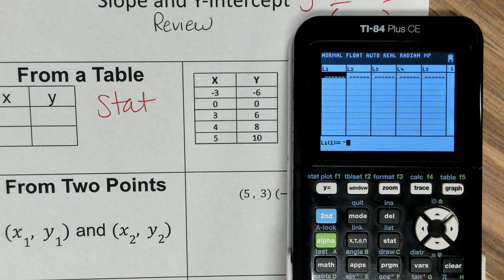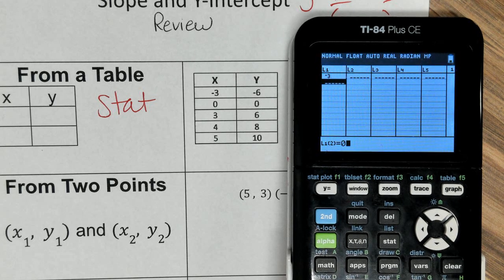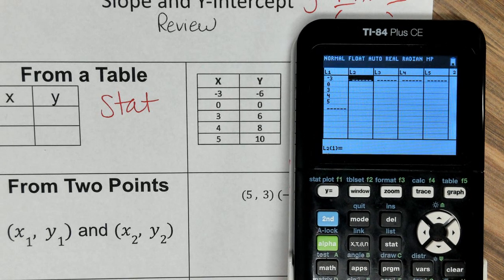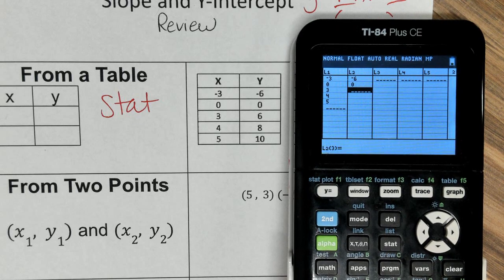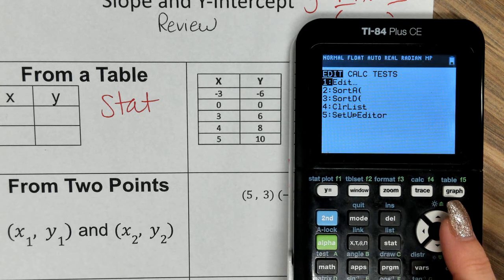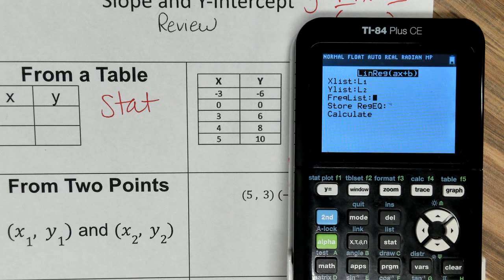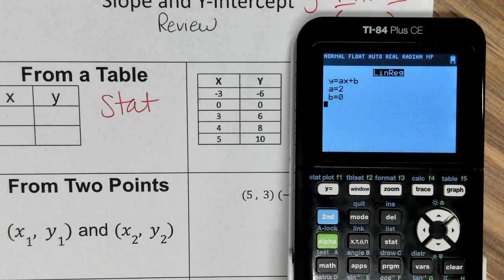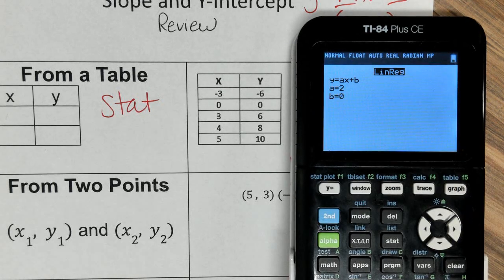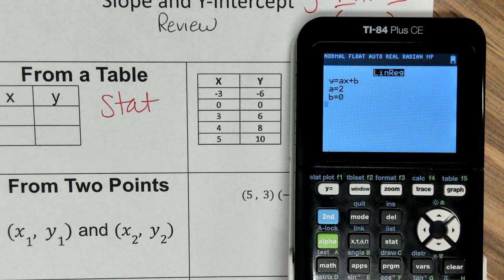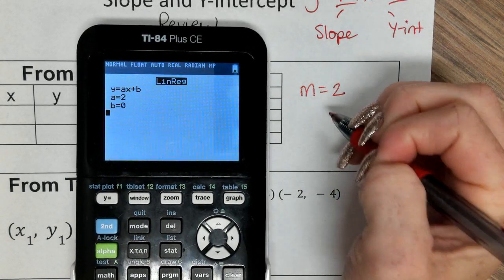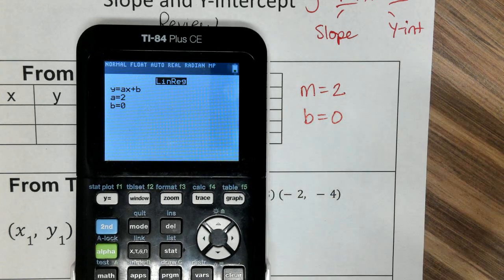All right, so I've got -3 for L1, 0, 3, 4, and 5. And then -6, 0, 6, 8, and 10. I'm going to go to Stat Calc, option 4. And that's your slope and y-intercept. Now, they labeled the slope A, but we label it M. They are the same thing, though, okay? So the slope is 2. The y-intercept is 0.